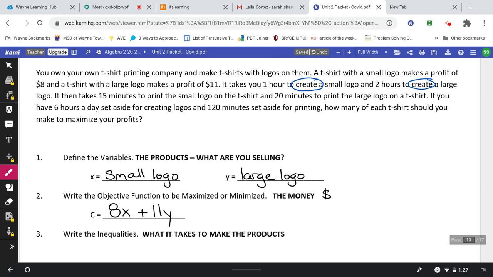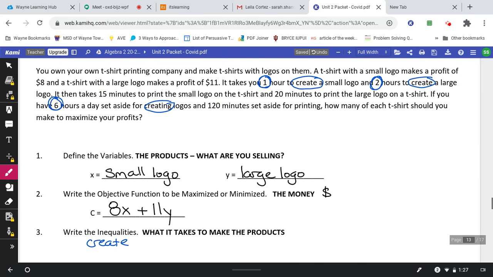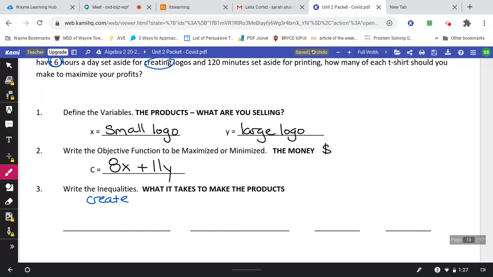And then I have these numbers that go along with creating. It says it takes 1 hour to create, and then 2 hours to create. And then I have 6 hours total set aside for creating. So my first inequality is going to be all my create numbers: 1, 2, and 6. 1x plus 2y, and we're going to use less than or equal to 6 because I have up to 6 hours to use.